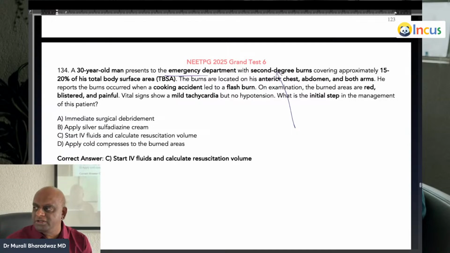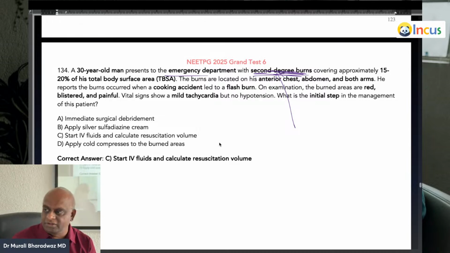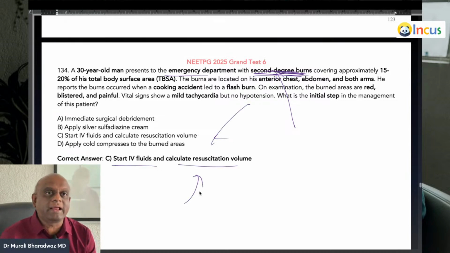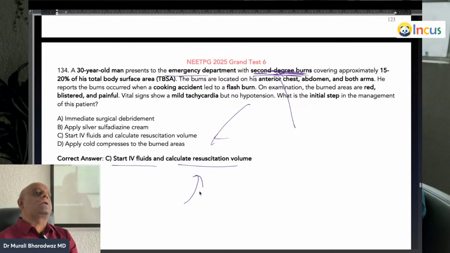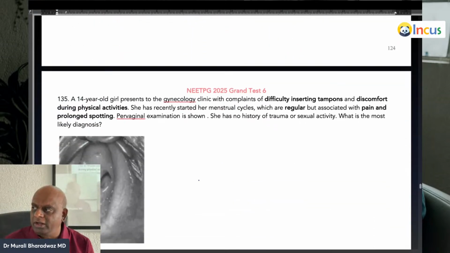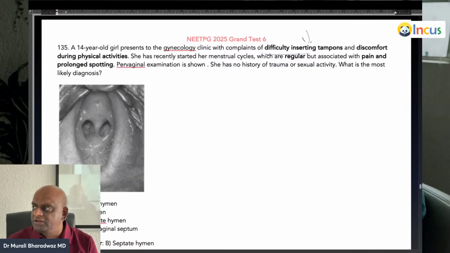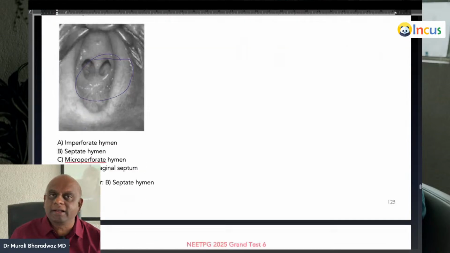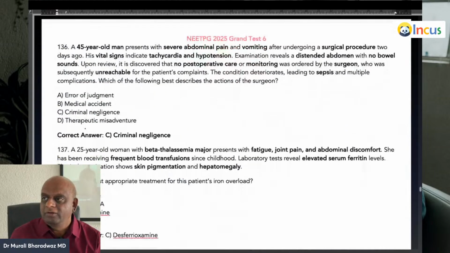A 30-year-old came to emergency with second-degree burns. Second-degree burns. So, start IV fluid and calculate resuscitation volume based on the Parkland formula. A 14-year-old comes with difficulty inserting tampons, which is typically a septate hymen.